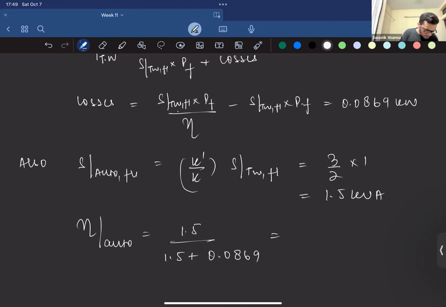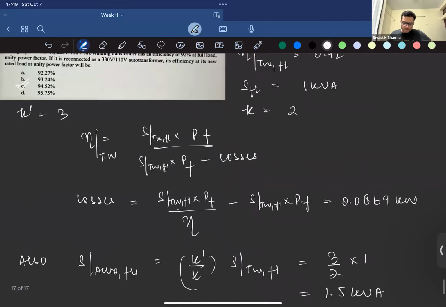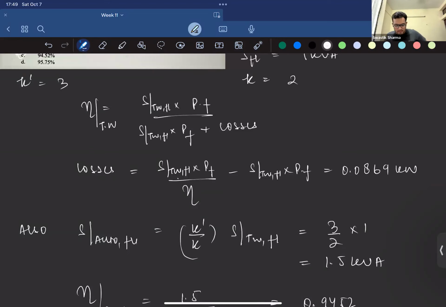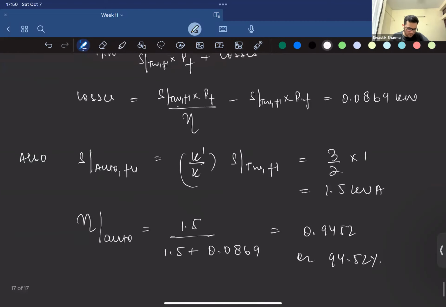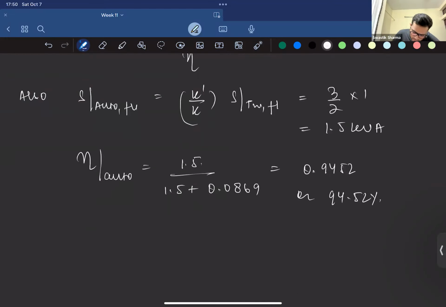This comes out to be 0.9452 or 94.52%, right? So as I solved this question, I got to know that we can find losses, right? Efficiency is given. We know the power. We know the power factor. We know the kVA of the two winding transformer, which would be multiplied by power factor, which is unity only.